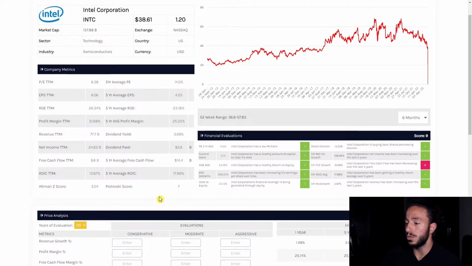Great Piotroski score sitting at 7. We want to see this number between 7 and 9, 9 being the highest that we can possibly get, and a great Altman Z score. So pretty great stuff here with Intel.